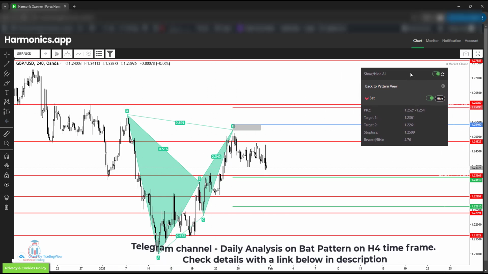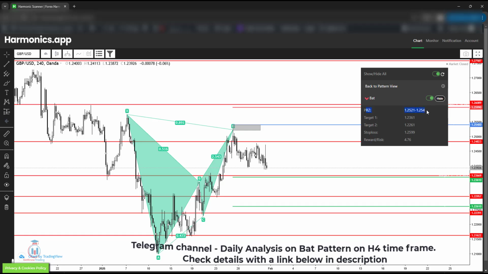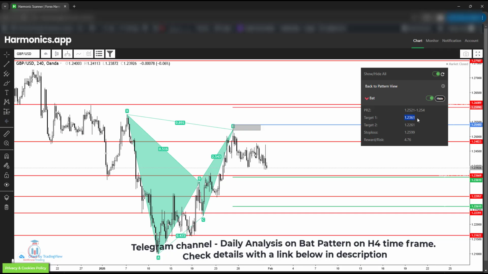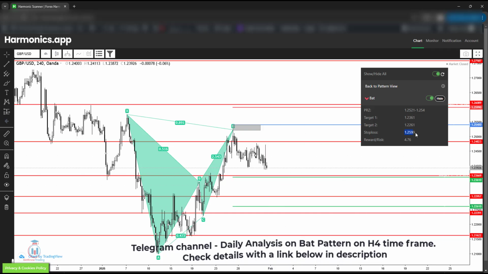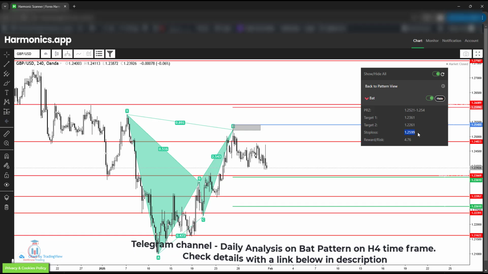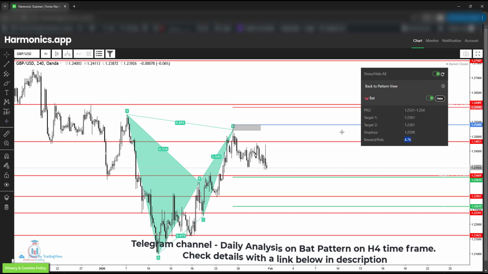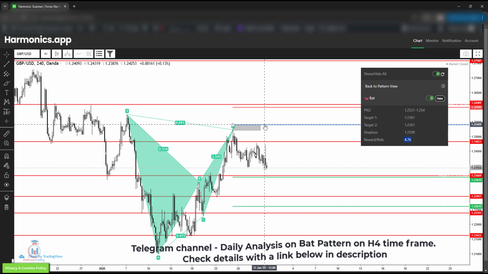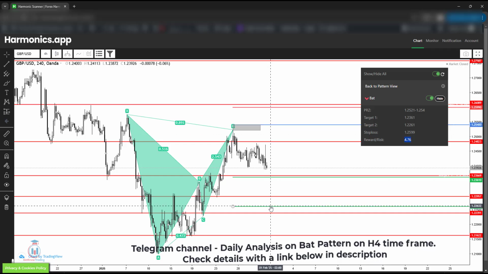about that pattern that has been formed. You can see the potential reversal zone, which is the area for the entry. You can see target 1 and target 2, which are the green lines. You have a stop loss where you can exit the trade, which is the red line, and you have a risk to reward ratio, which shows you the difference between the open price and close price compared to the second take profit.